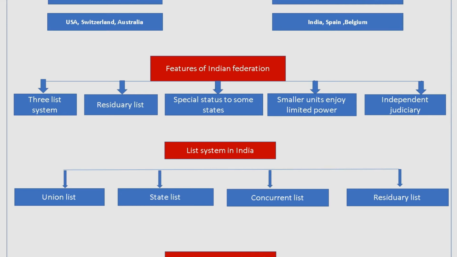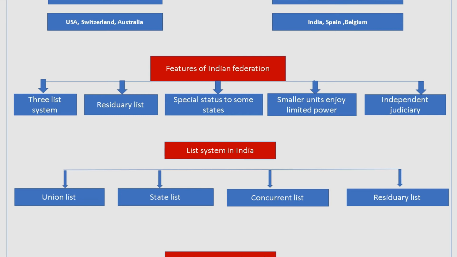Next, move to the next heading: list system in India. What are the main lists we find in India that the government follows? First, the union list. Second, the state list. Third, the concurrent list. And fourth, the residuary list. Under the union list, a total of 97 subjects are found. State list, a total of 66 subjects. Concurrent list, 47 subjects. And the residuary list relates to subjects such as information and communication technology.